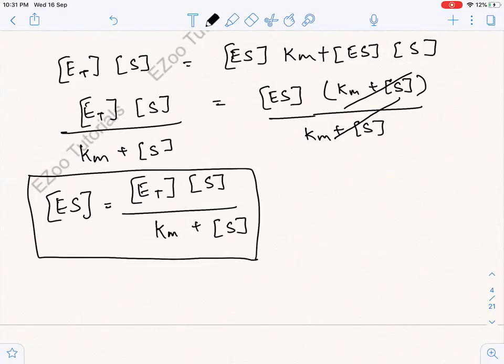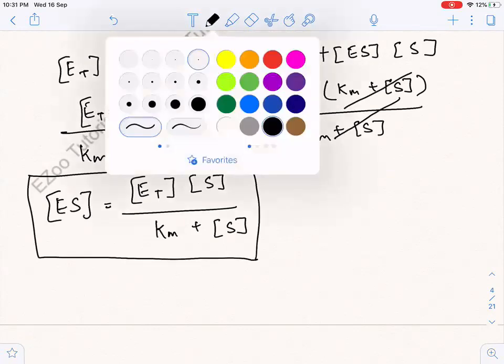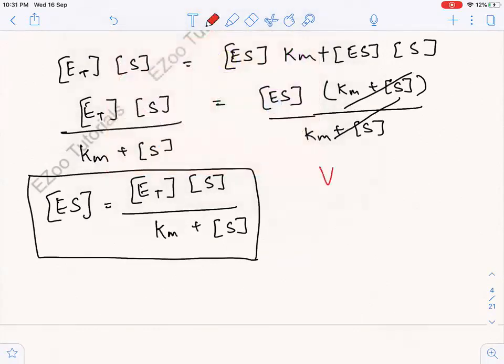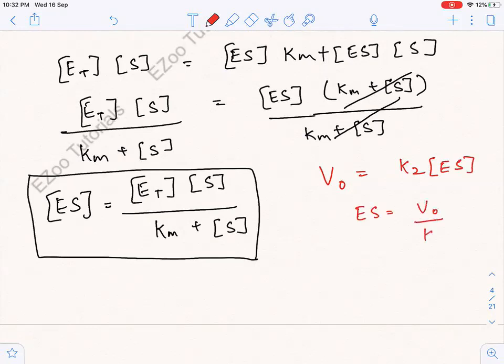Okay. Now we'll assume one more thing: that V naught, the initial velocity, is equal to K2 ES, or ES is equal to V naught upon K2. And what is V naught? V naught is equal to the initial velocity, right? This is an assumption. I'm writing the assumptions in red.